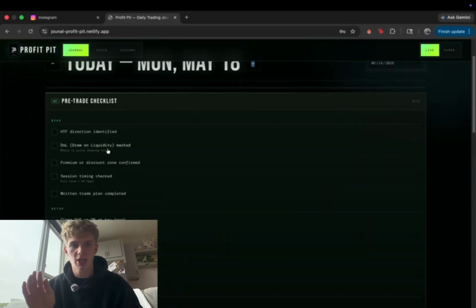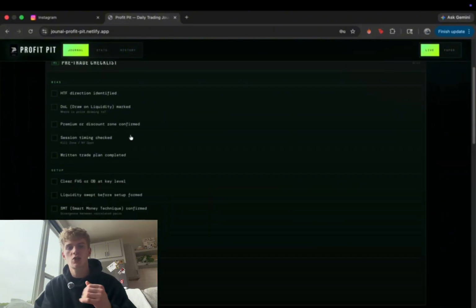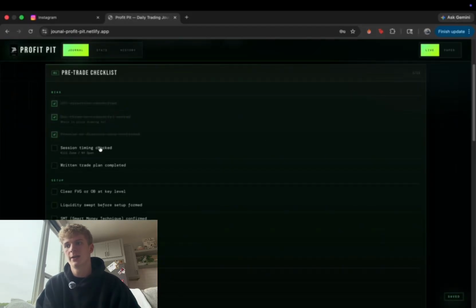So we have the pre-trade checklist, which I was talking about already a little bit. But this is just going through everything that I need to know that it is a solid trade that I can take. And if I lose, I will be so much more confident that it is a statistical loss that needed to happen instead of me doing something wrong. So you have the high time frame, the DOL, premium or discount zone, session timing, written trade plan. Perfect. So we're on a good path to have a good trade.